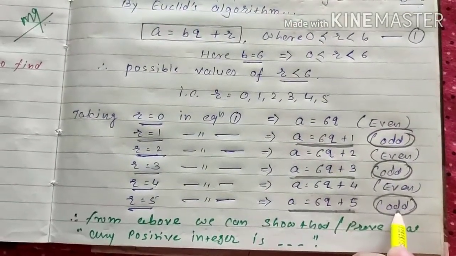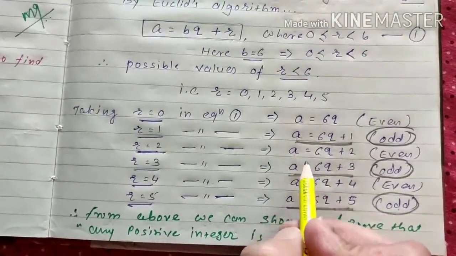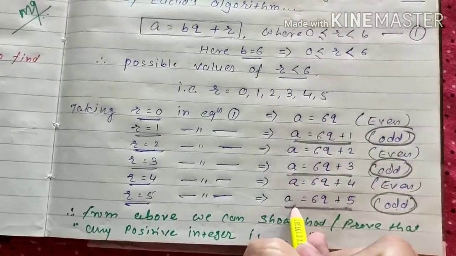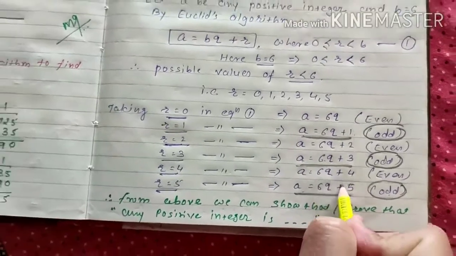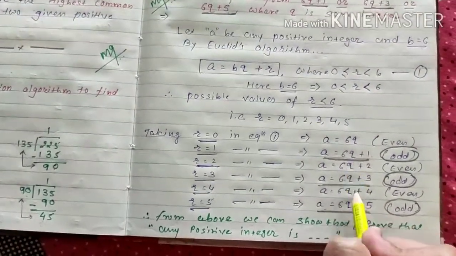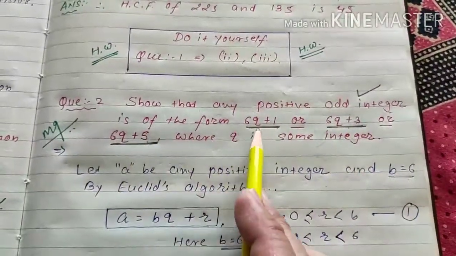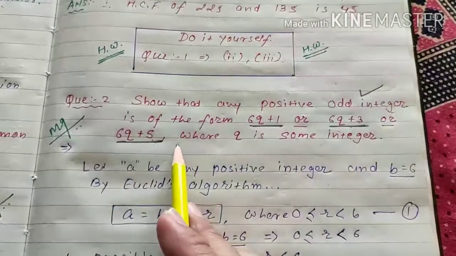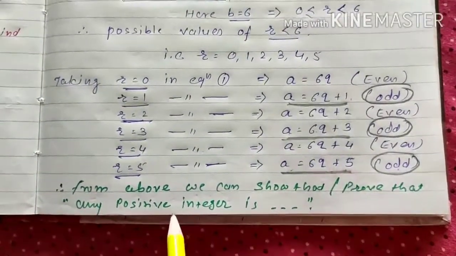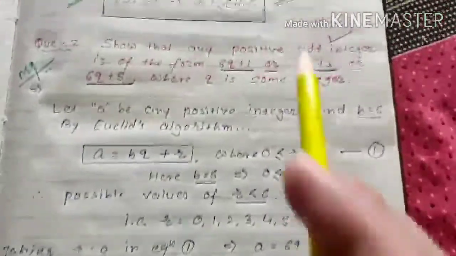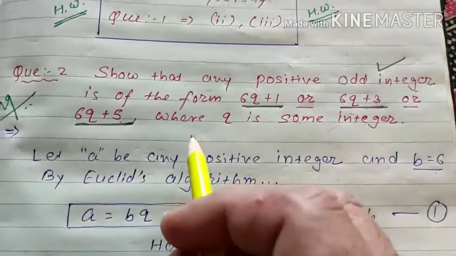So in this case, this one is an odd number, this one is an odd number and this one is an odd number. That is, 6q plus 1 is odd, 6q plus 3 is odd and 6q plus 5 is odd. And that is what we had to prove: that any positive odd integer is of the form 6q plus 1, 6q plus 3 or 6q plus 5.